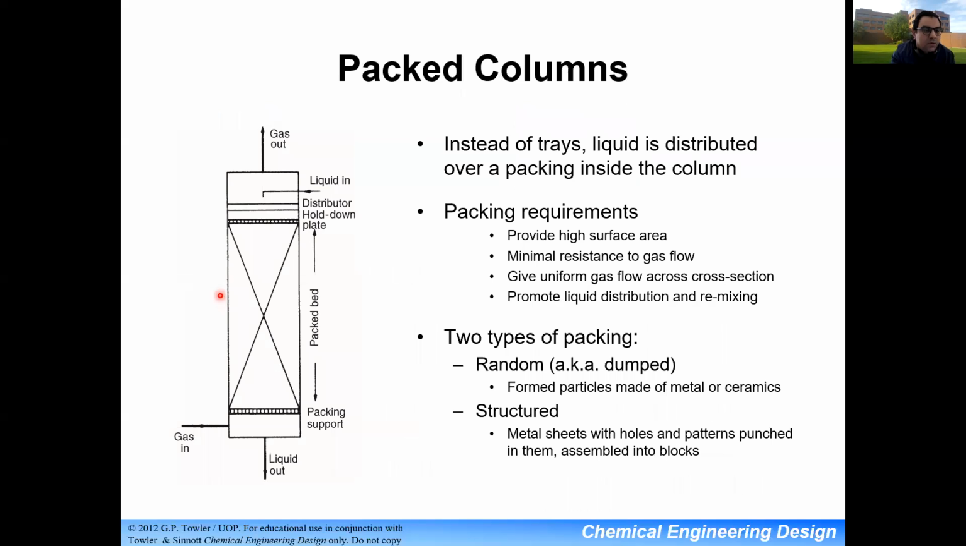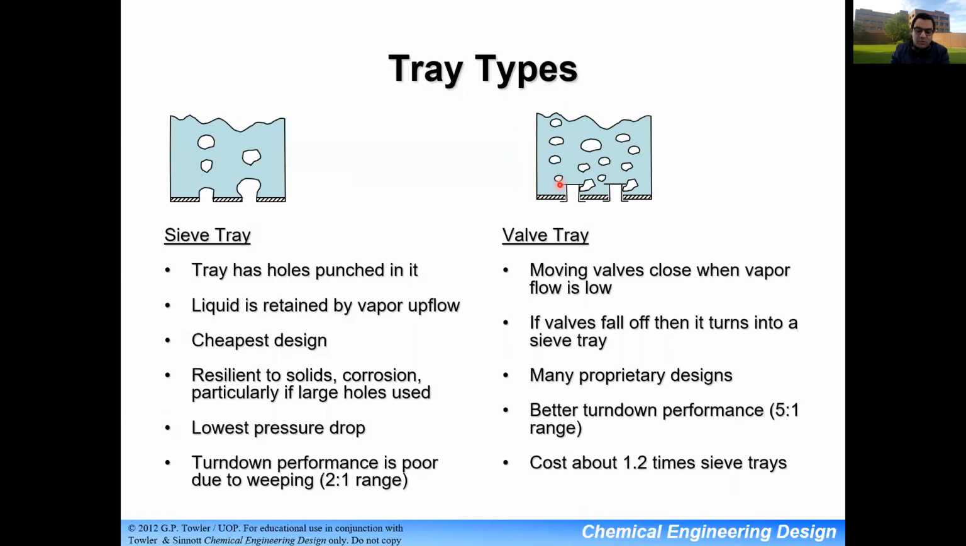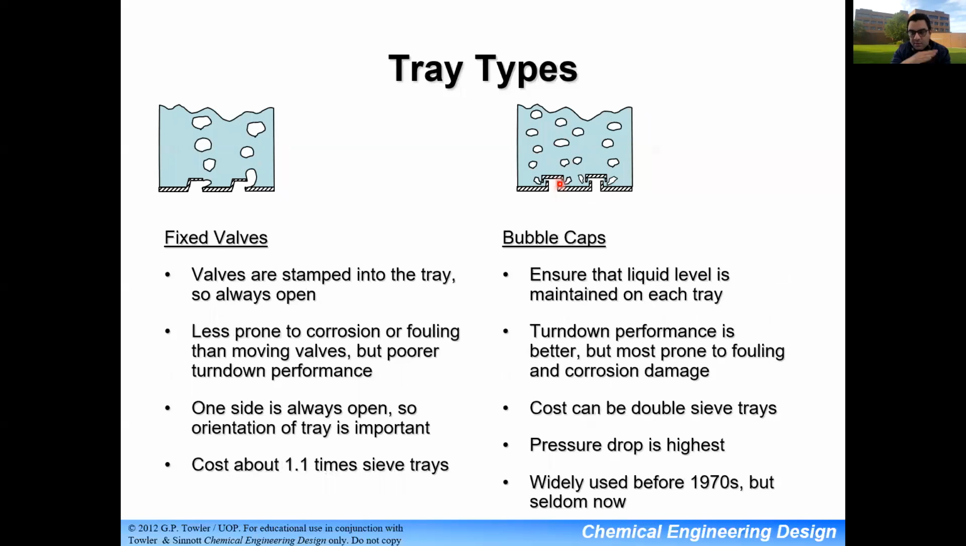Okay, moving on. Packed columns. So sometimes instead of trays, you put a bunch of packing inside this column, and the reason for having packing is to maximize the surface area, right? So when it comes to having these trays, my surface area is limited to how many holes I have in this tray, the distance between the trays, the property of this gas, will it form enough bubbles, all of this stuff, right? This determines the area available for mass transfer.